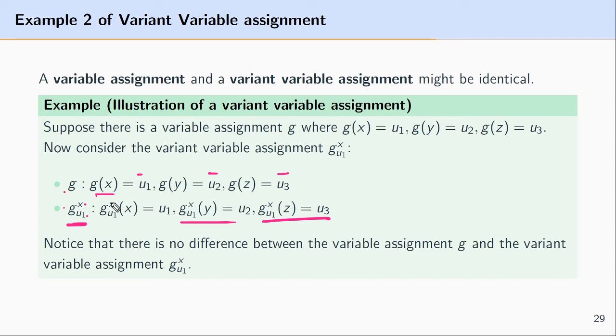So it's going to behave the same here and here. When we look at the variant variable assignment's treatment of X, we'll note that it behaves identically to the original variable assignment, because the original variable assignment took X and says that X denotes U1. Here we have the variant variable assignment. It takes X and says, in this case, we'll let X denote U1. And so when we're given X, it will assign X U1. So in this case, G is identical to G X sub U1. Even though here we have a variant variable assignment, it behaves identically to the original variable assignment.